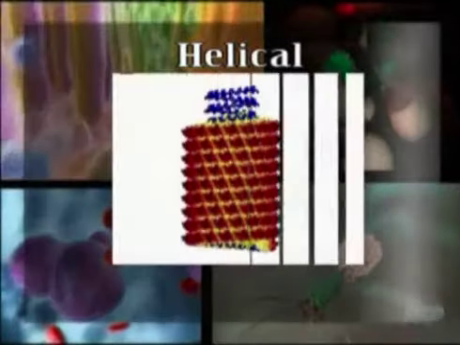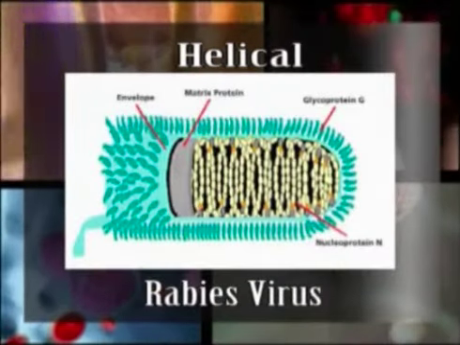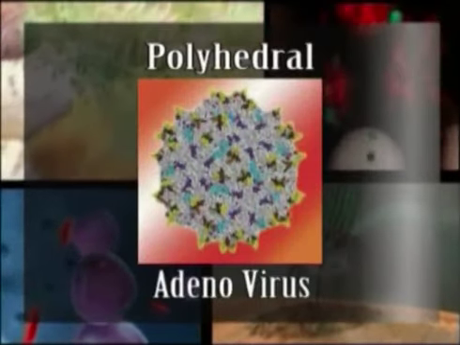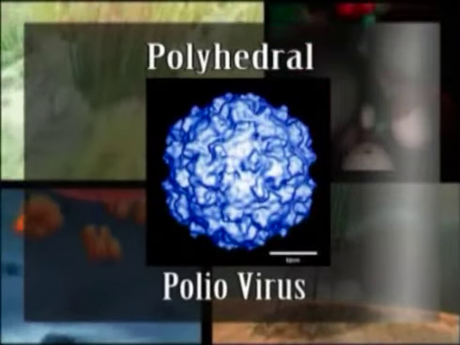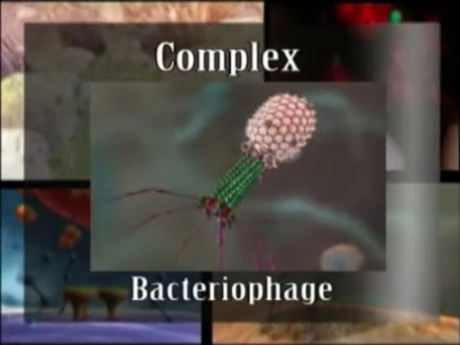They vary in their shape also. Some viruses are helical, for example TMV, rabies, mumps. Some are polyhedral, for example adenovirus and polio virus, while others are complex, for example bacteriophages.